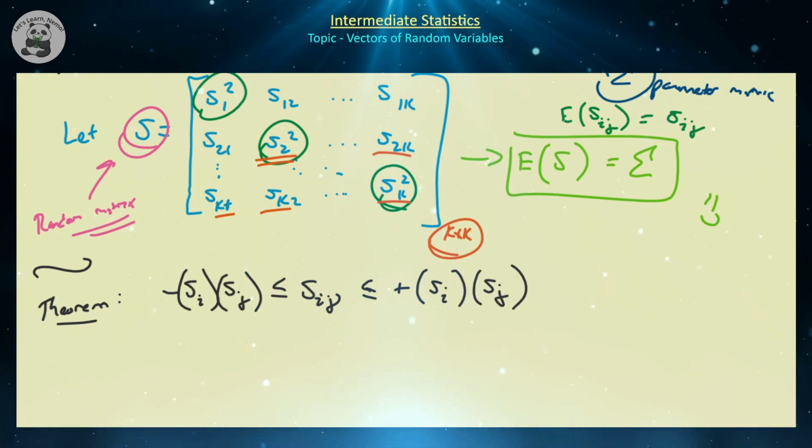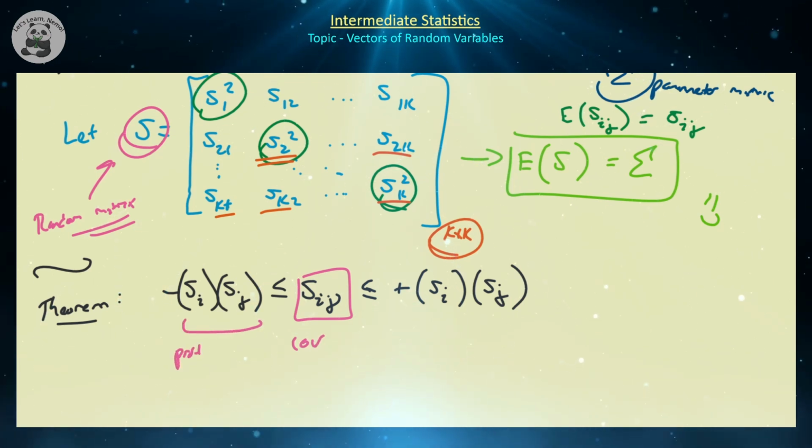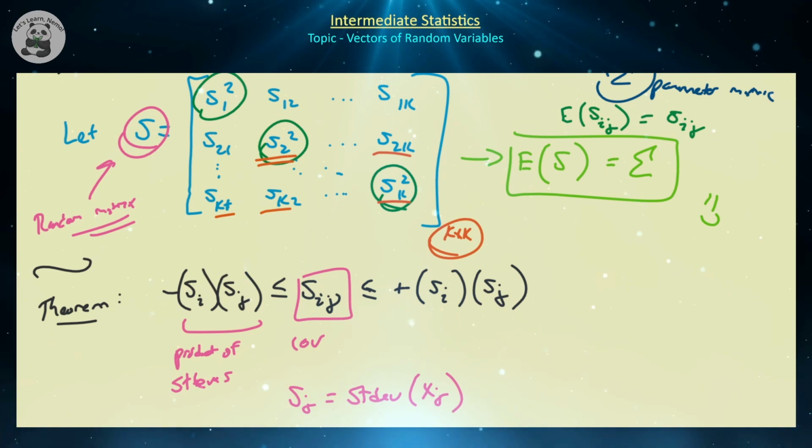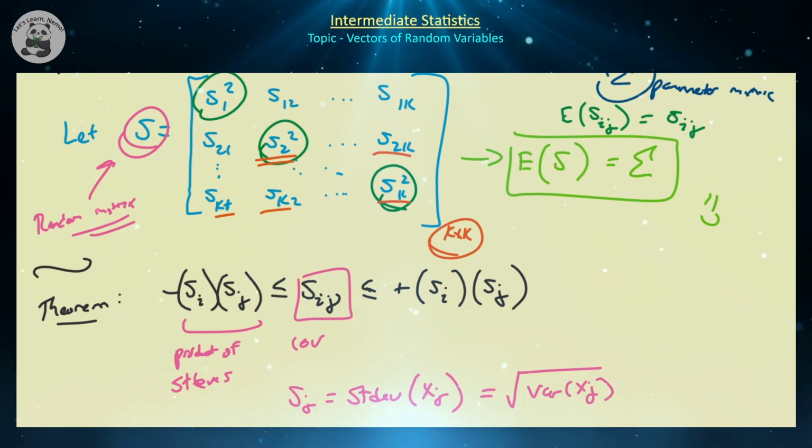Right? So keep in mind this is a covariance, and this is just a product of standard deviations of those particular variables, right? So for example, sj is the standard deviation of the random variable xj, which is obviously just going to be equal to the square root of the variance of xj, right? So that's a very, very beautiful theorem that can construct bounds for approximations of those covariance terms.